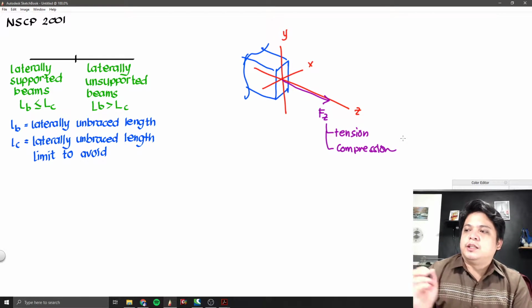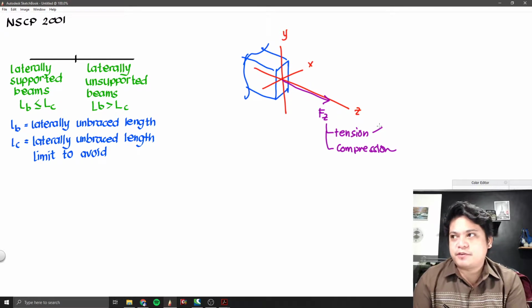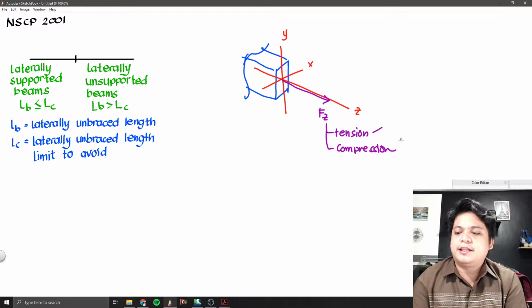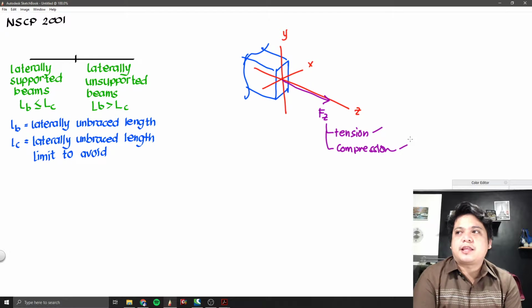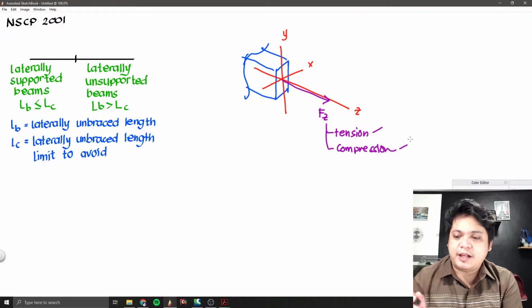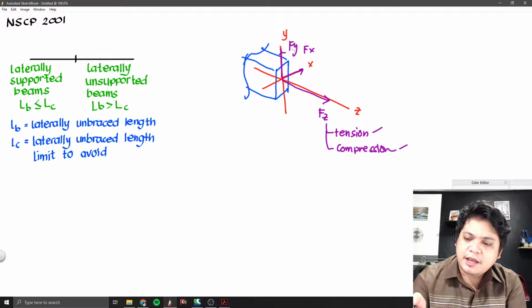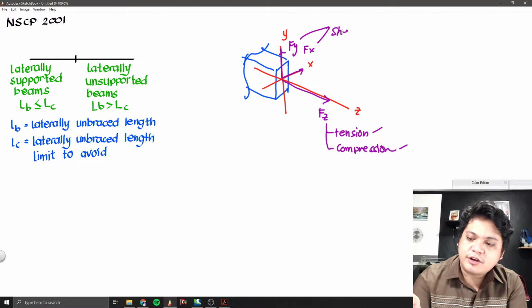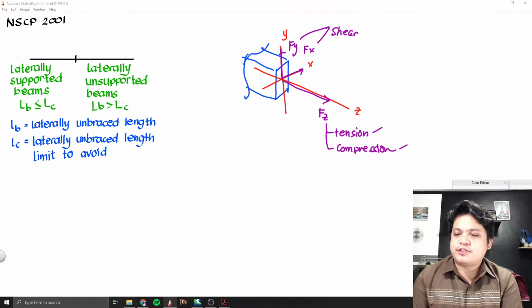Okay. Na-design na natin yung steel natin based on tension. So, that's our first topic. And then, na-design na natin to sa compression. So, that is our second topic. Okay? So, mayroon pa tayong dalawa. We have here the FX and then we have here the FY. But this FX and FY, they are both on shear. Okay? So, saan natin ito pag-uusapan? Yung shear. Okay? Punta tayo sa moment.